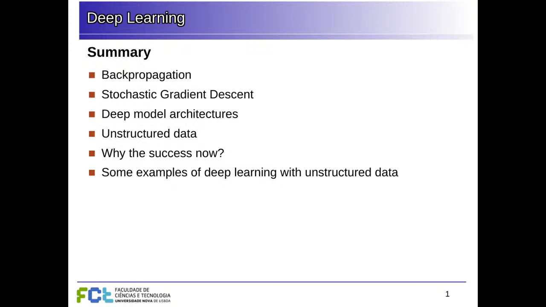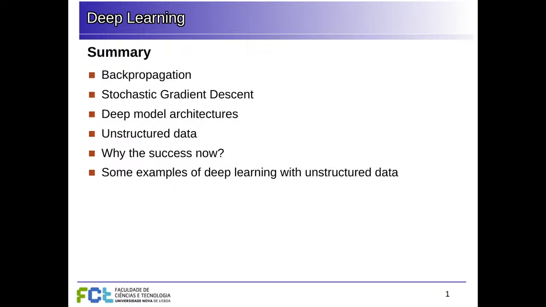Then we're going to look at stochastic gradient descent, how we can in practice improve the performance of the network by experience, by showing it examples. And then I'm going to give you a brief overview of deep model architectures and the relation with unstructured data. So remember that the motivation for using deep learning in this course is mostly so that we can process unstructured data. And I'm also going to give you some examples of how deep learning models can be used with unstructured data, so actual examples of applications, and try to explain why the recent success of deep learning.